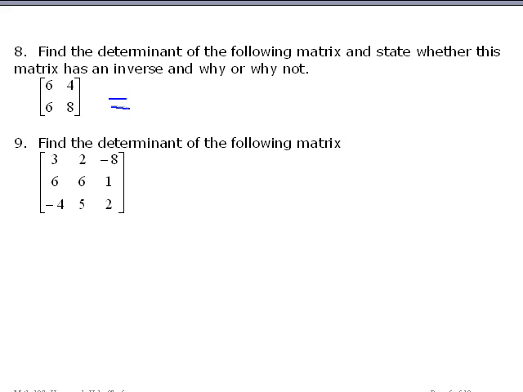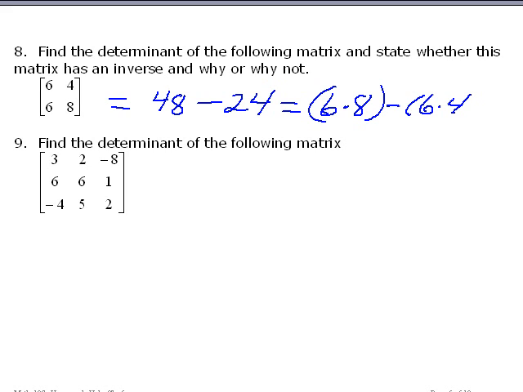So the calculation here is 6 times 8, which gives me the 48, and from that I subtract the 6 times 4. Let me write that in, what we're talking about is 6 times 8 and subtracting the 6 times 4. The answer here, of course, is 24. It is 24.